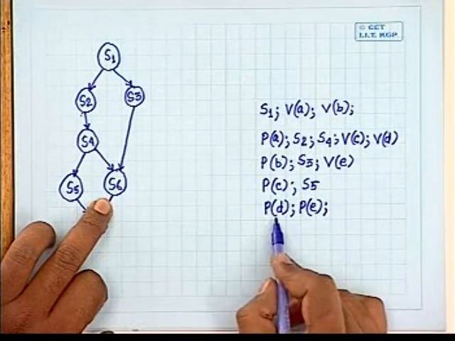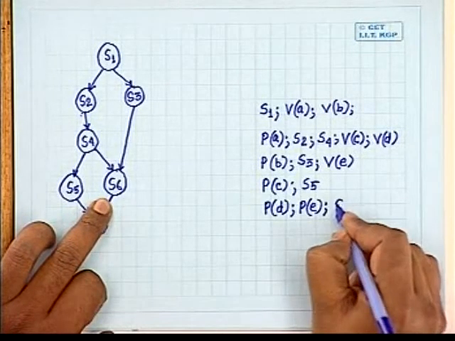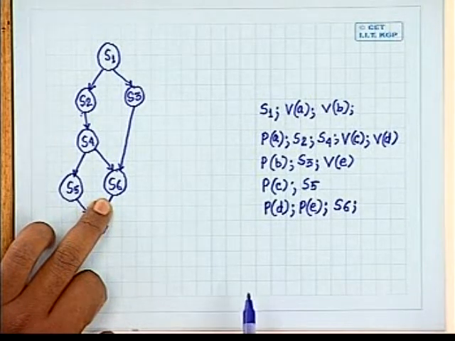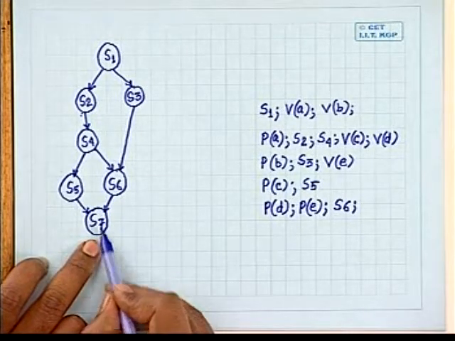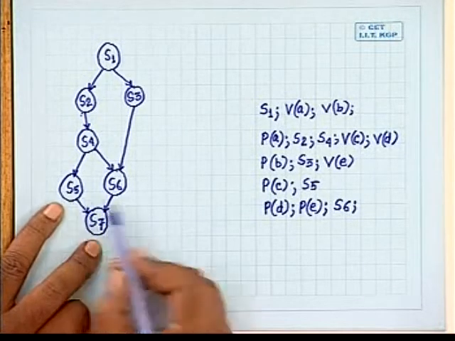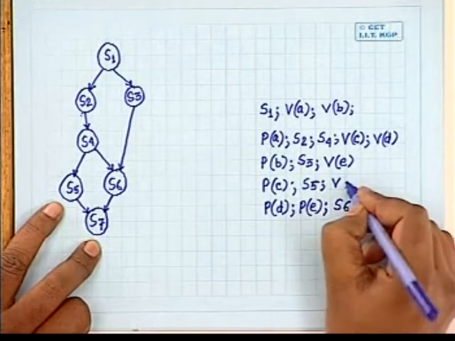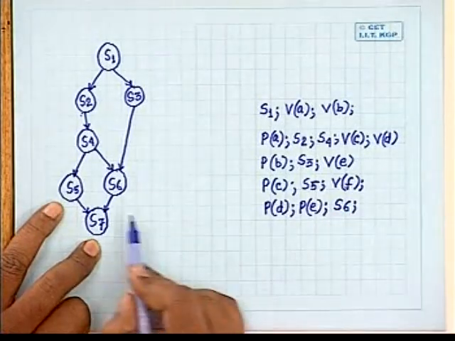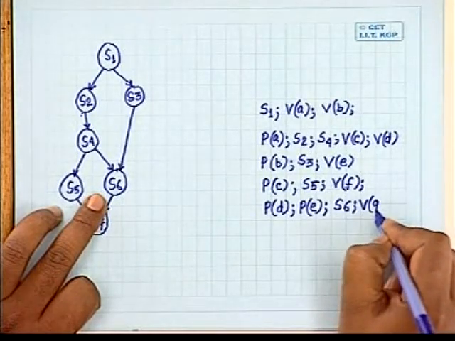Only after successful execution of PD and PE, statement S6 can be executed. Now come to S7. S7 can be executed only after completion of S5 and S6. So after S5, I have to put one V operation of semaphore. I'll put it as VF. After S6, I have to put another semaphore operation. Let me put it as VG.